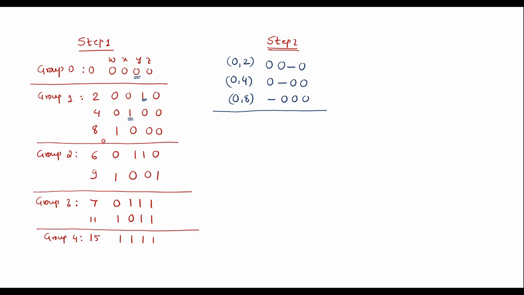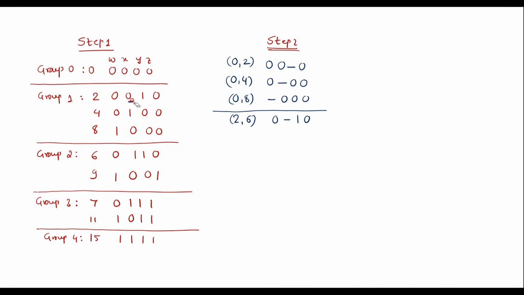Now similarly, let me compare each number of group 1 with group 2. Again we have to find the number which differs by 1 bit. Let me compare 2 and 6. This is 2, this is 6. So here it is 0 0 1 0, it is 0 1 1 0, it differs by this bit. Let me write 2 and 6, that is 0 dash 1 0. Rest all numbers should be written as they are.